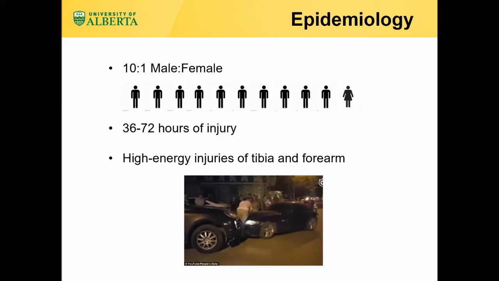Compartment syndrome occurs in a 10-to-1 male-to-female ratio at an average age of 30 years old in men and 44 years old in women. Compartment syndrome usually presents within 36 to 72 hours of the onset of traumatic injury. The most common injuries associated with compartment syndrome are high-energy injuries of the tibia, followed by high-energy injuries of the forearm.